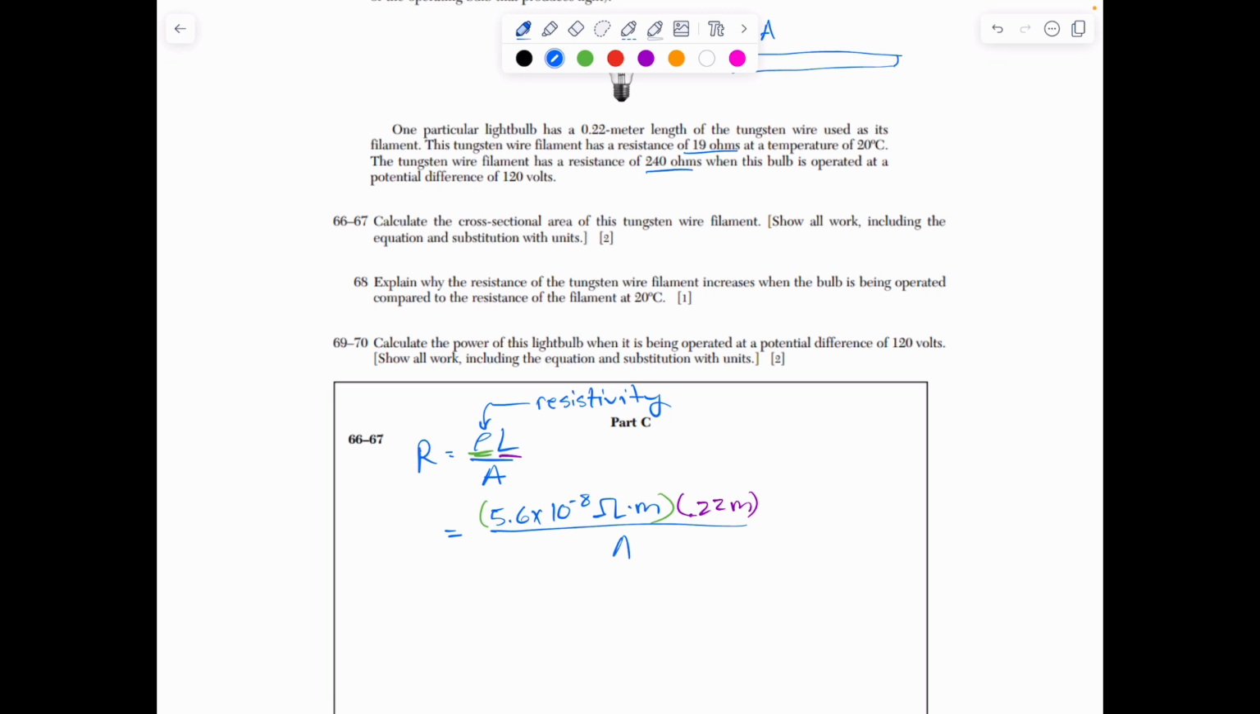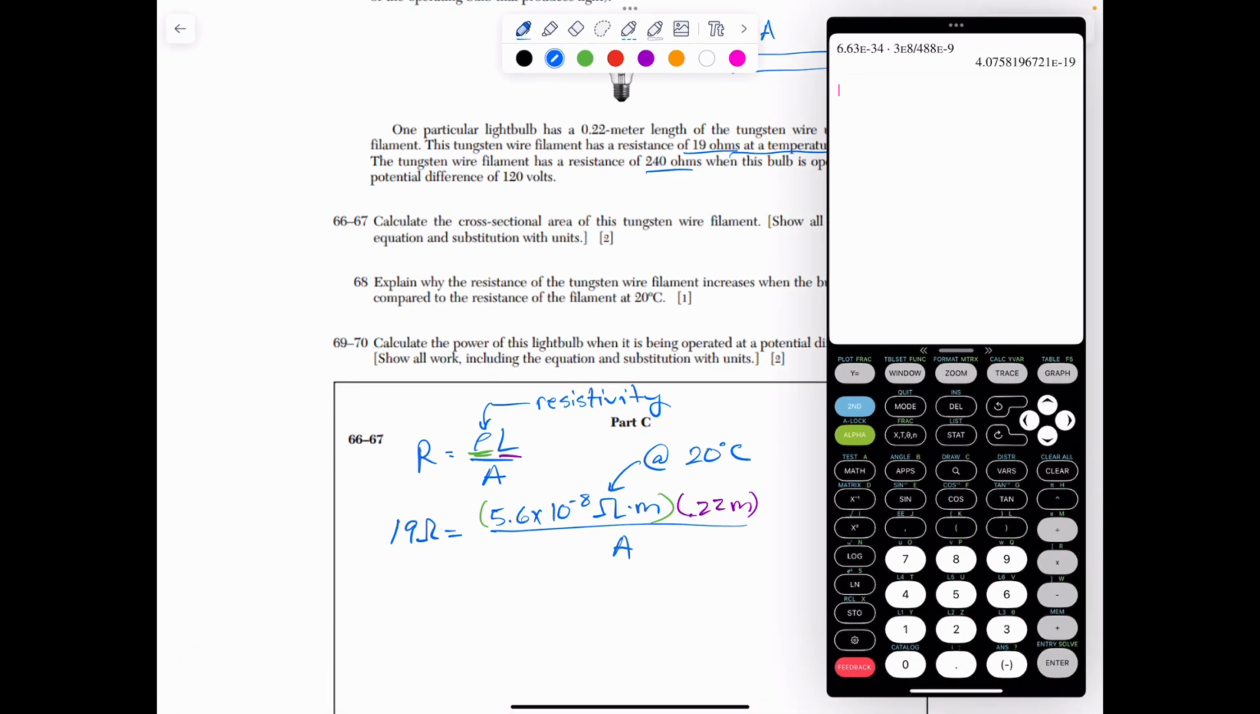So I still don't know what to use for my resistance. But when we look at that resistivity chart, all resistivities that they give us are given for 20 degrees Celsius. So this is at 20 degrees Celsius. And so we're going to need the resistance that goes along with that 20 degrees Celsius, because that resistivity will go up as it gets warmer and warmer. And so this is 19 ohms. And now we just have some numbers and a little bit of algebra to do to solve for A.